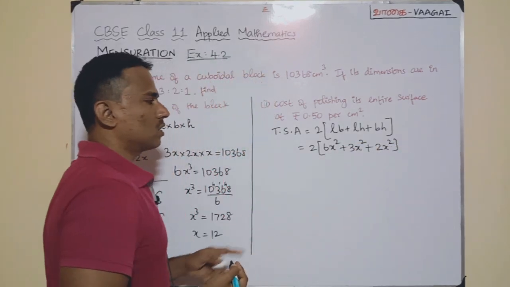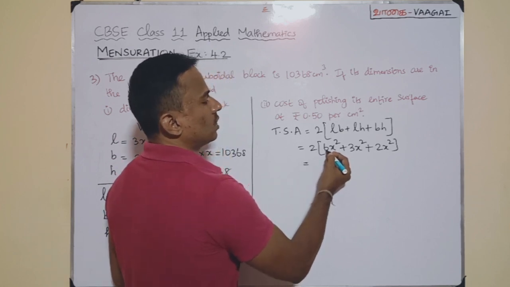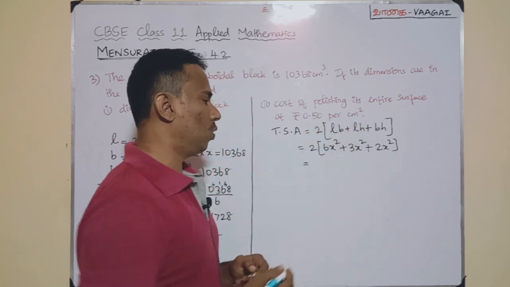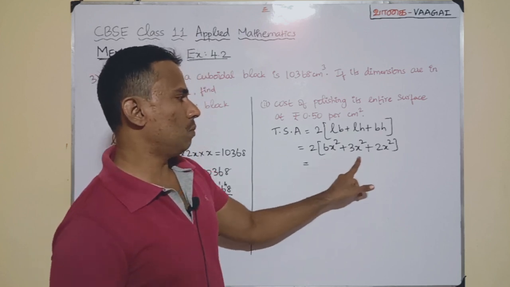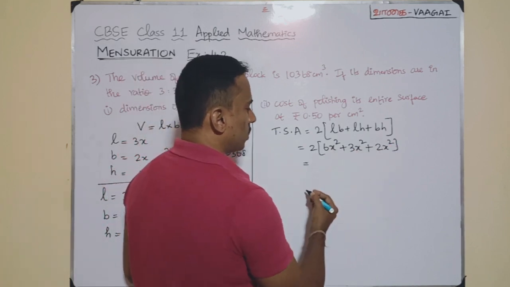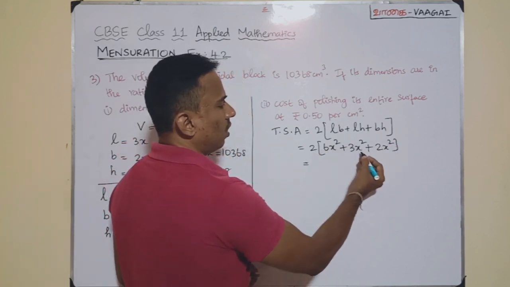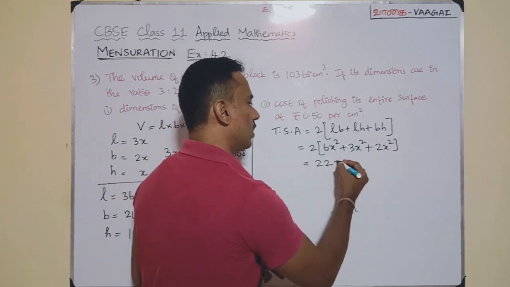So I will be getting this as 2 into (6 plus 3 plus 2). 6 plus 3 plus 2 gives 9 plus 2, which is 11. So I will be getting 2 times 11x square, which is 22x square.